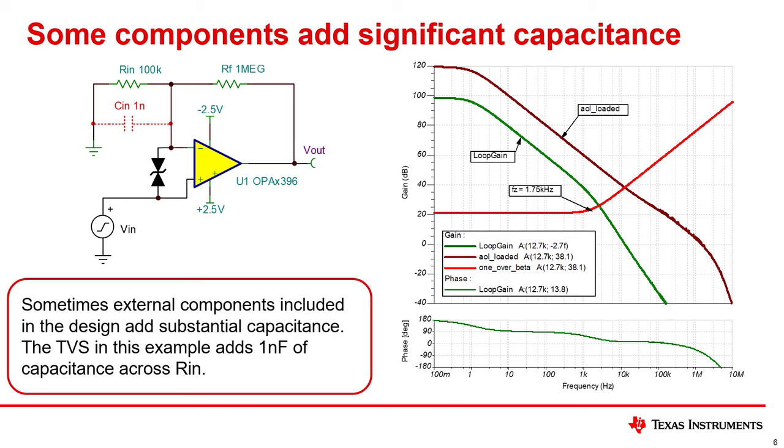This slide shows another example of this problem. In this case, the amplifier is in a gain of 11 or 20.8 dB. The feedback network has a 1 megaohm and 100 kiloohm resistor, so the overall impedance is relatively high. Finally, the amplifier input is protected with a TVS diode. The TVS diode has a significant capacitance of 1 nanofarad.